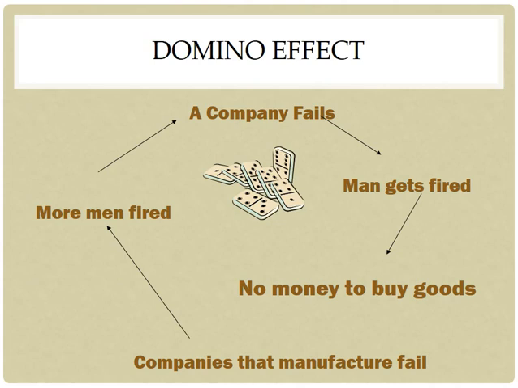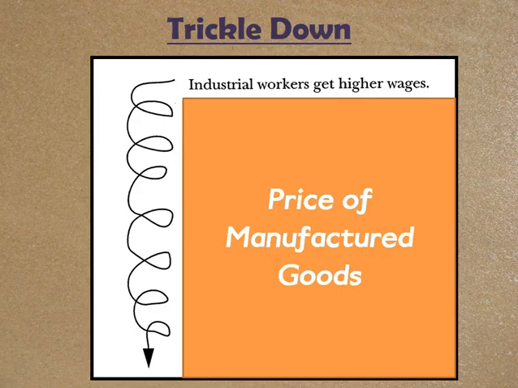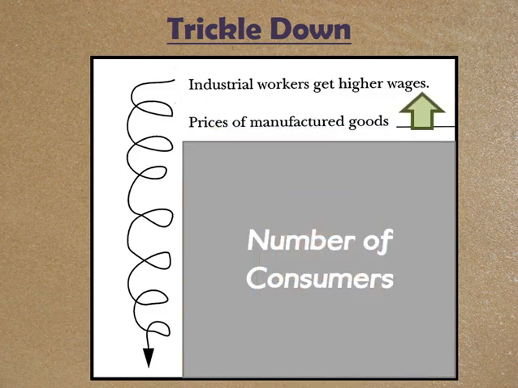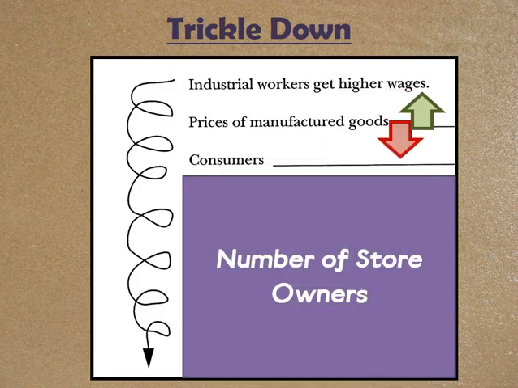One person loses a job, that's a bad thing, but that means they're not spending money in the economy, which means other markets are going to fail. And if those markets fail, even more markets are going to fail. And pretty soon we're going to have a really bad situation all around. Essentially, if an industrial worker gets higher wages, the price of manufactured goods is going to go up. And if the price of manufactured goods goes up, the number of consumers, the number of people buying those goods, is going to go, you guessed it, down.